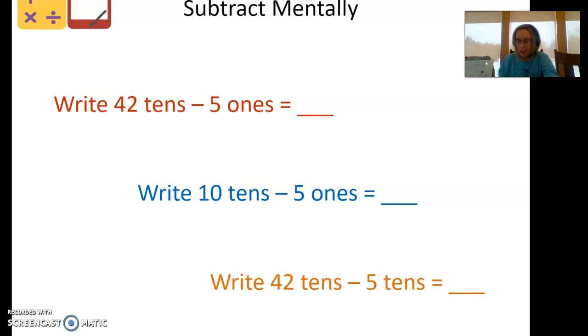I'll give you a little hint. 42 tens is counting 42 tens. I'm going to count by tens 42 times. It's 420. Minus 5 ones, this is what that would look like. This is a sneak peek into one of your answers in the next question.